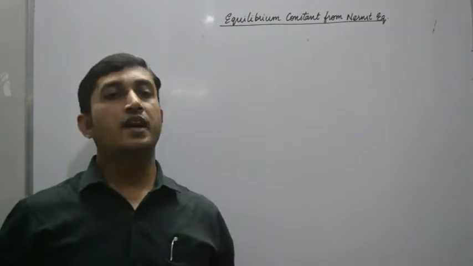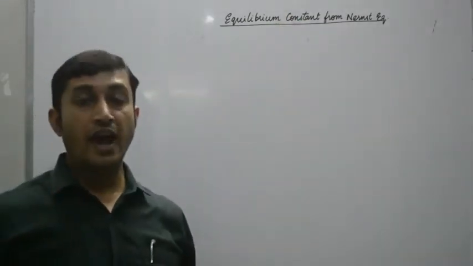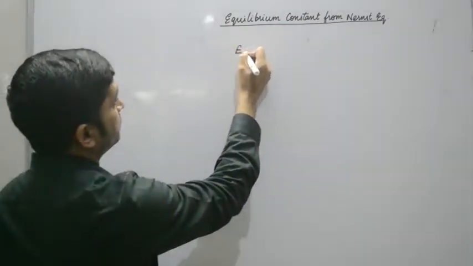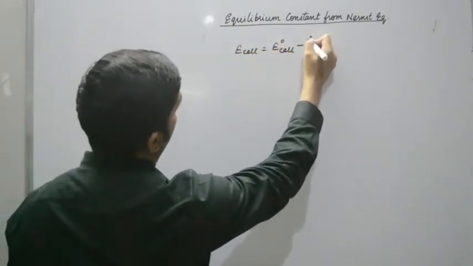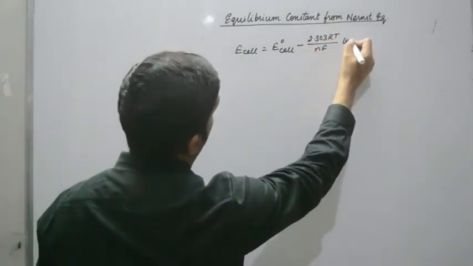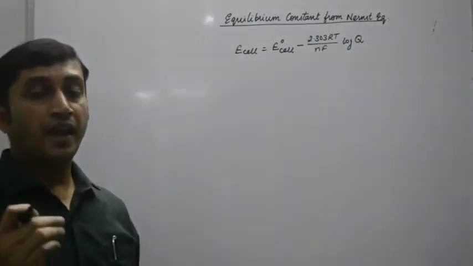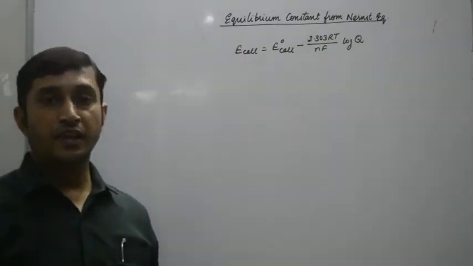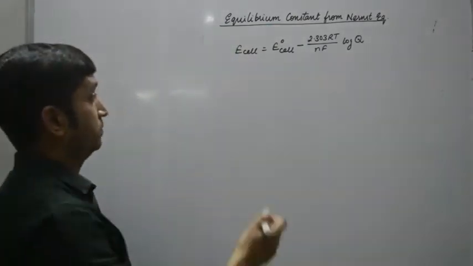Now let us discuss the determination of equilibrium constant from the Nernst equation. As we all know, according to the Nernst equation, cell potential is equal to standard cell potential minus 2.303 RT upon NF log Q, where Q is the reaction quotient. At the point of equilibrium, the rate of forward and backward reaction becomes equal. So the cell potential also becomes 0.